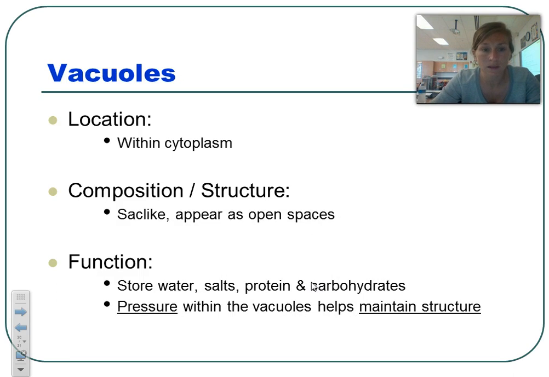Now the vacuoles, again, just suspended in that cytoplasm, are also sac-like structures and appear as kind of open spaces. They're very small in the animal cell, almost like the lysosomes, but in a plant cell they're very easily identified because they are very large and there's only 1 to 2 of them. For plants and animals, they're going to store water, salts, proteins, and carbohydrates. Also in plants, the pressure within the vacuole helps maintain the cell structure. That is labeled by the letter E on the plant cell picture.